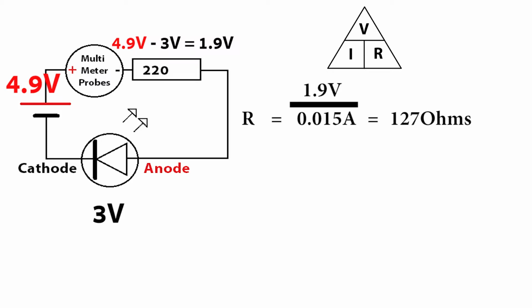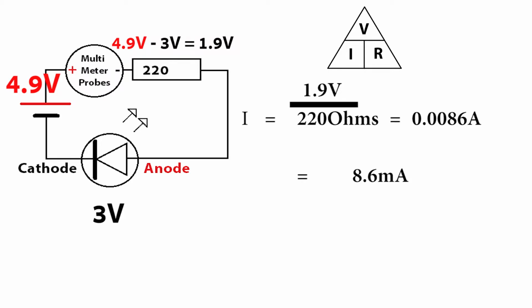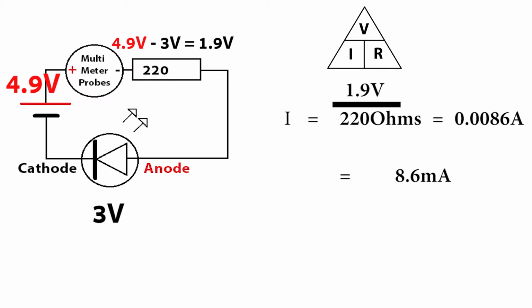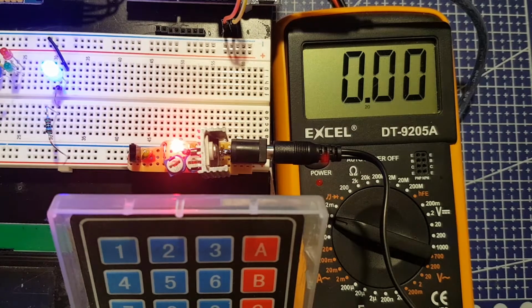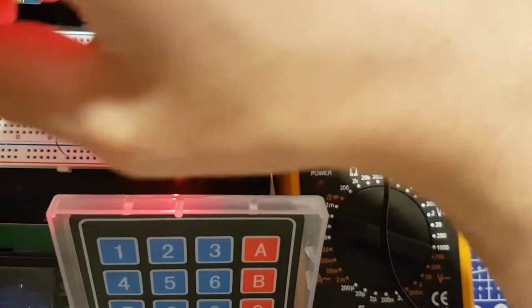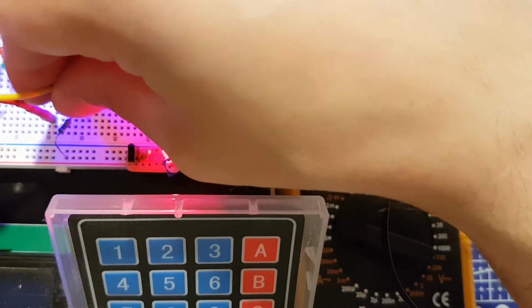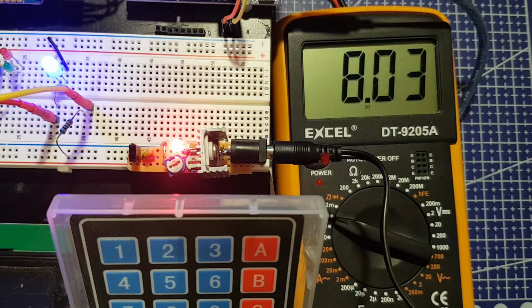I'm actually using a 220 ohm resistor this time, so if we plug that value back into the formula, I equals V over R, so 1.9 divided by 220 gives us 0.0086 amps or 8.6 milliamps. And as you can see, the LED is still fairly bright. Ammeter in between the resistor and the diode. And we're getting 8 milliamps.